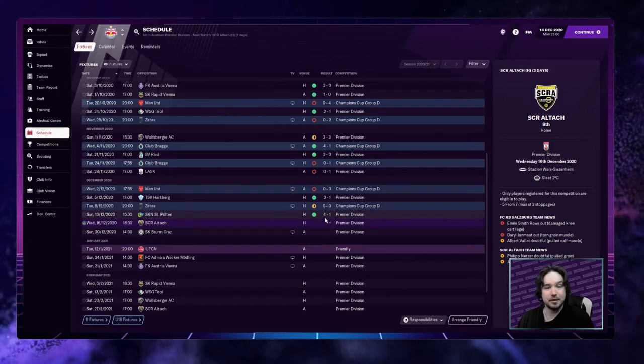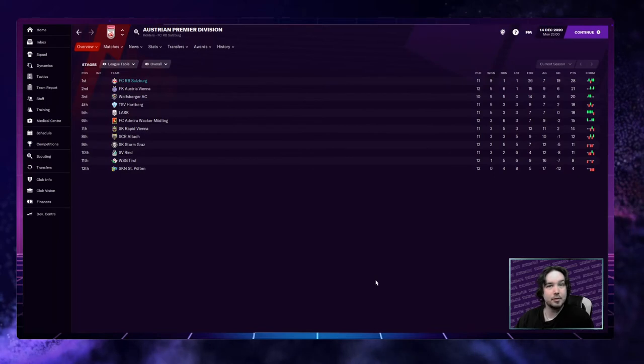And we finish off this episode with a nice 4-1 victory against St. Pölten. So let's have a look at the league and see how many points we have. So as we can see, we are currently top with 28 points. We are 7 points clear from Austria Vienna and also have a game in hand.